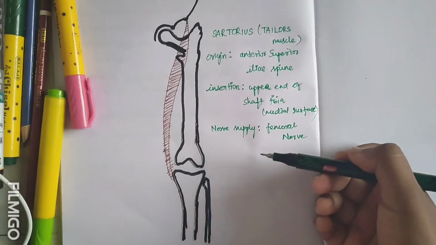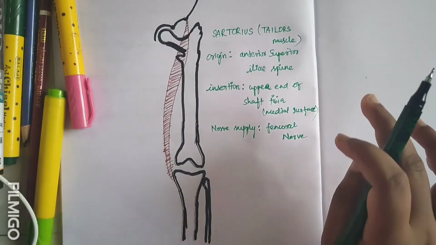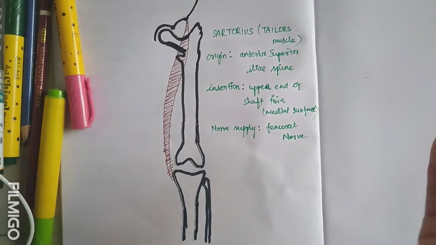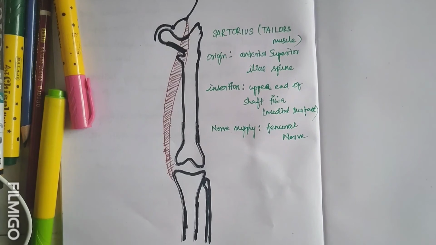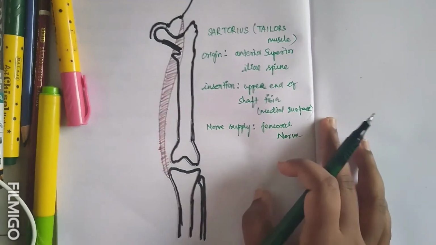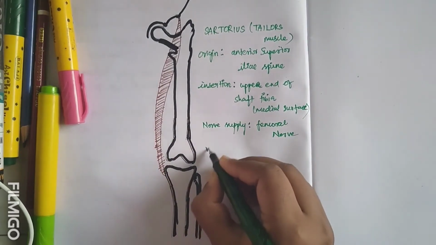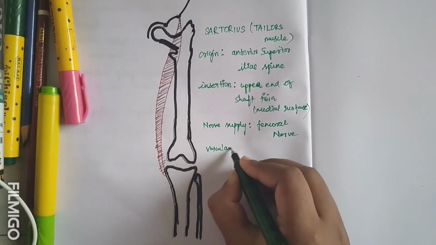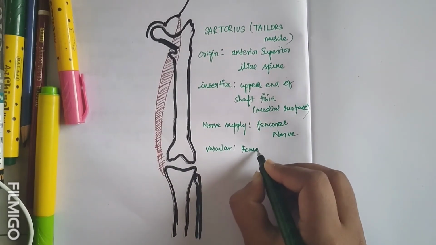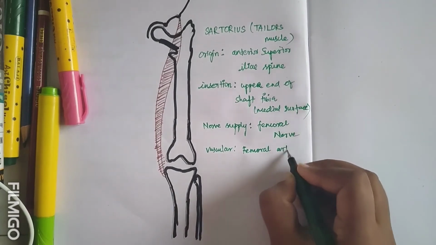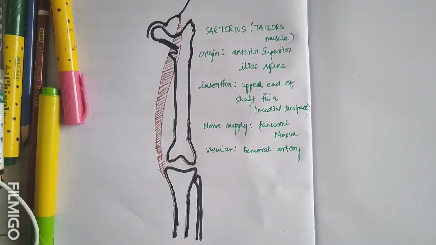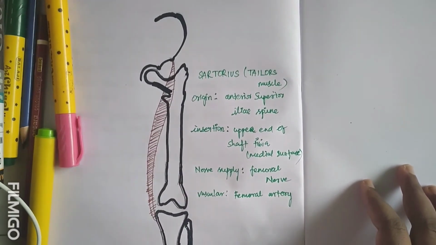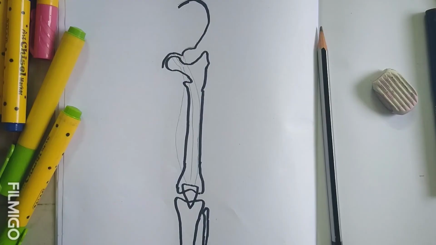Most of the anterior compartment muscles are supplied by the femoral nerve, and the vascular supply is also the femoral artery, branches of the femoral artery. Nerve supply: femoral nerve. Vascular supply: femoral artery. I think you understand this.